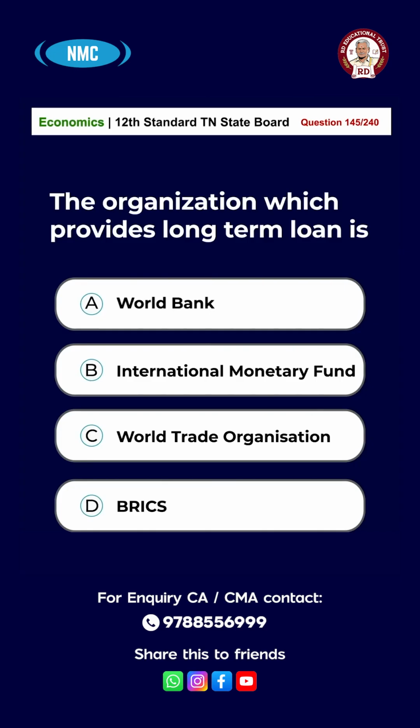Question number 145. The organization which provides long-term loan is A. World Bank, B. International Monetary Fund, C. World Trade Organization, D. BRICS. The answer is A. World Bank.